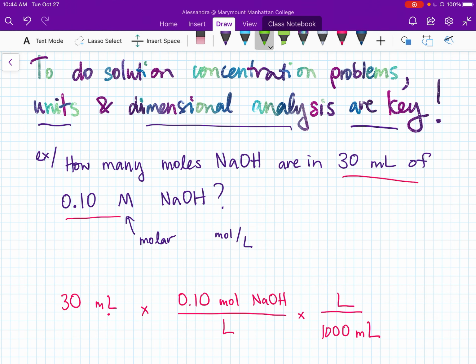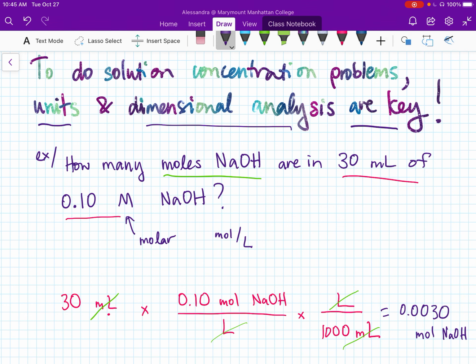So you see here I've used a dimensional analysis technique to enable me to cancel out my milliliters, cancel out my liters, and now I'm left with my desired units, which are moles. So doing this gives me 0.0030 moles of NaOH. So we can always transform a volume of a given concentration of any compound to the number of moles if we know its molarity, if we know its concentration.